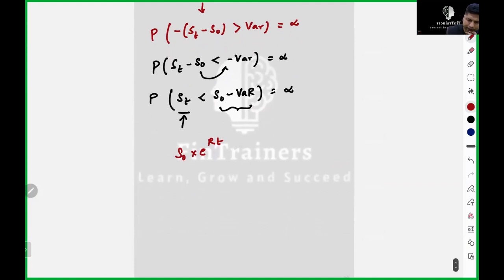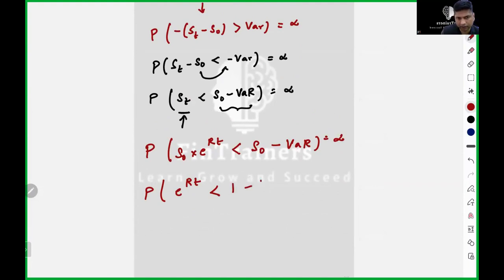And this is going to be less than my stock value, initial current value minus the VAR. The probability of that is going to be equal to still alpha. Okay, this is great. Now what I'm going to do is take out this S0. I'm going to divide this equation by S0. So we will get probability of e to the power RT less than, dividing both sides by S0, 1 minus my VAR by S0 is equal to alpha.